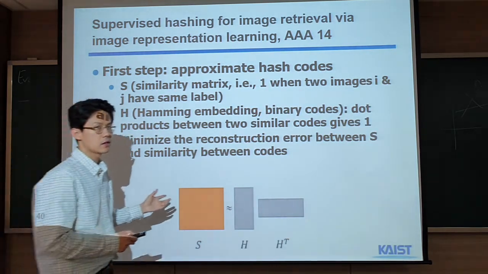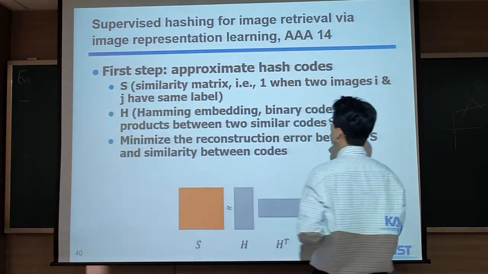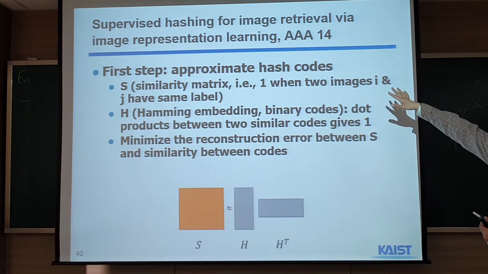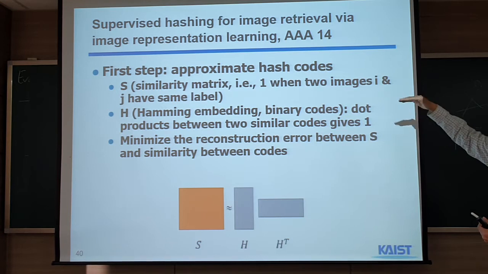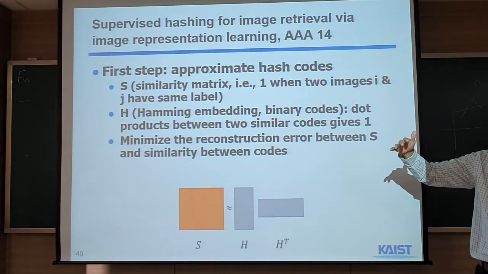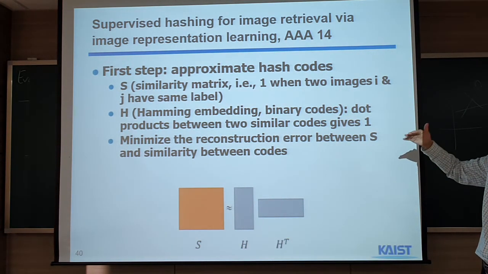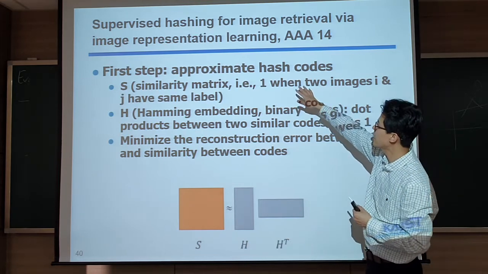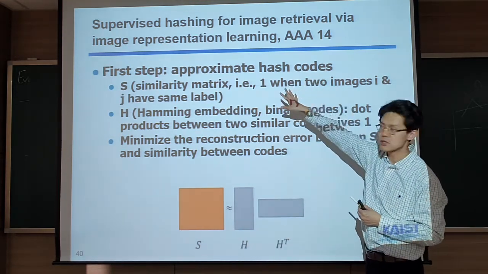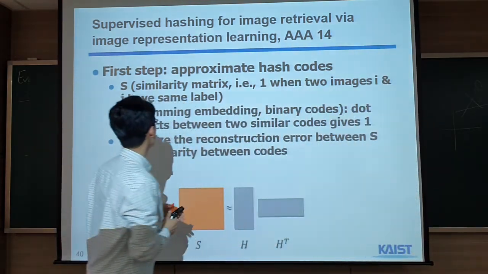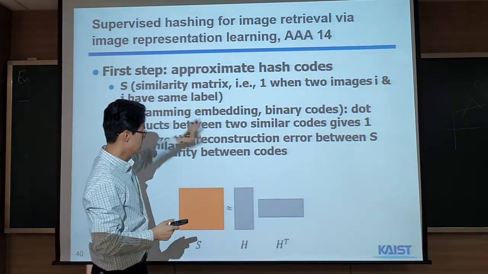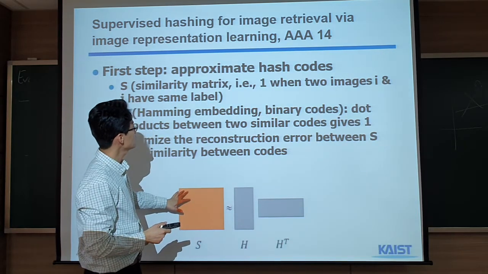There could be a lot of techniques, but I'd like to talk about one of the early approaches. This technique is not really end-to-end deep learning training. It has two steps. The first step is that they approximate the hash code. First of all, they computed the similarity matrix. It means that this similarity matrix.